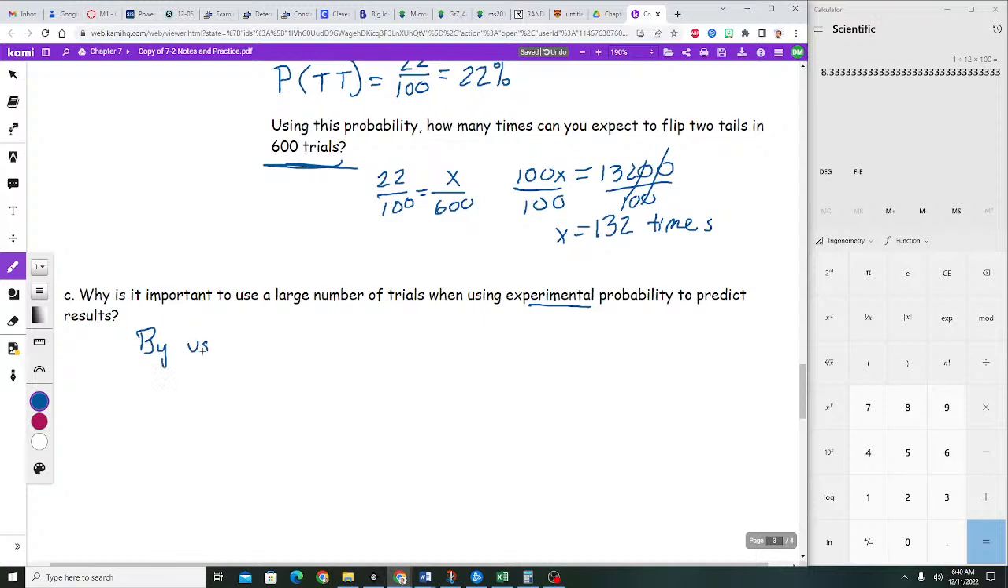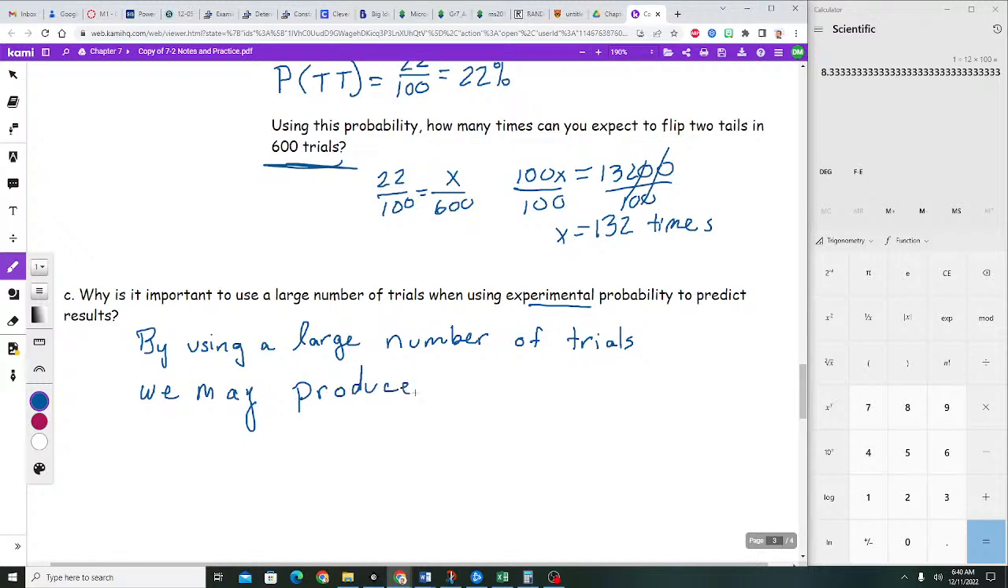Why is it important to use a large number of trials when using experimental probability to predict results? By using a large number of trials, we may produce a more accurate result.